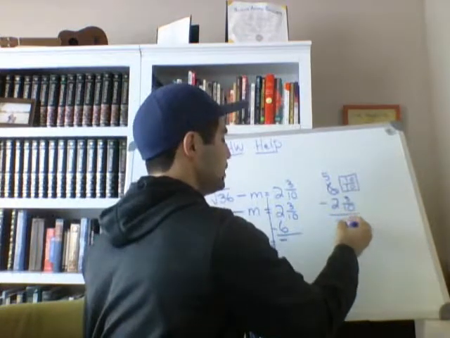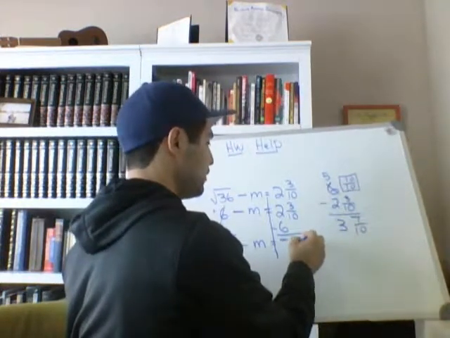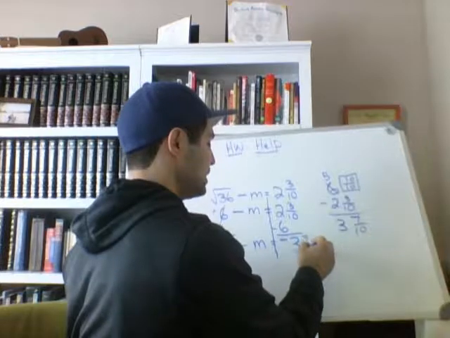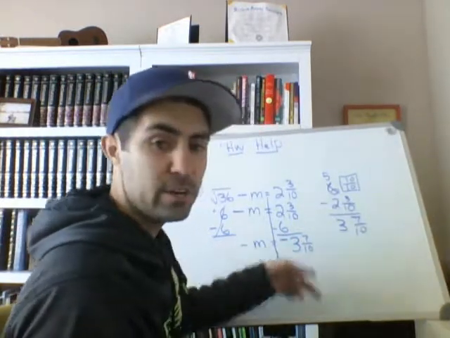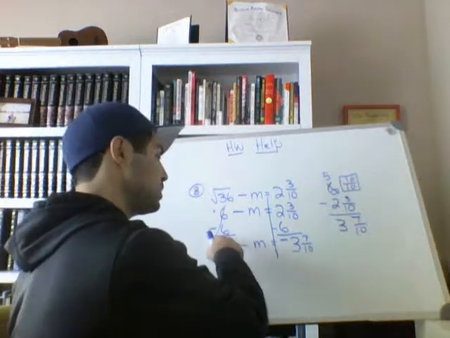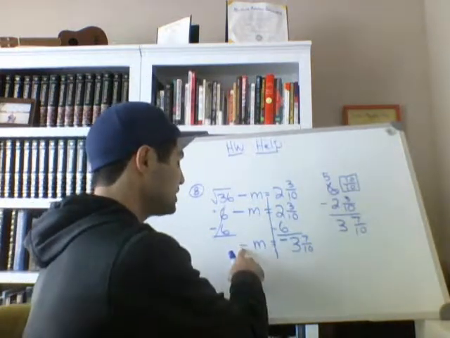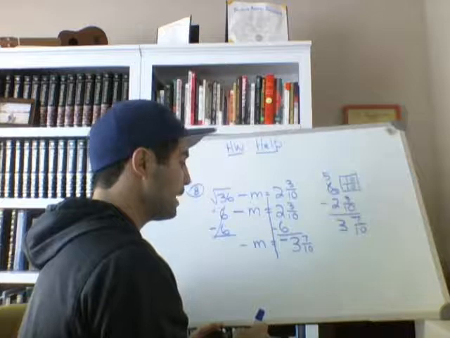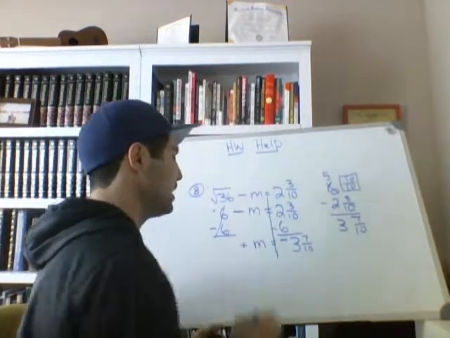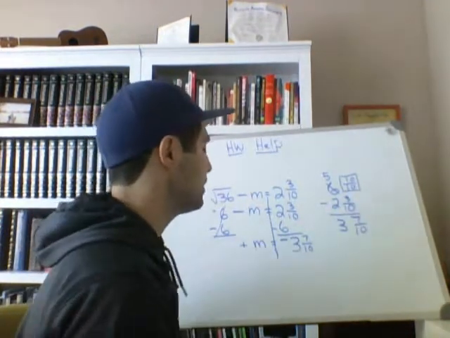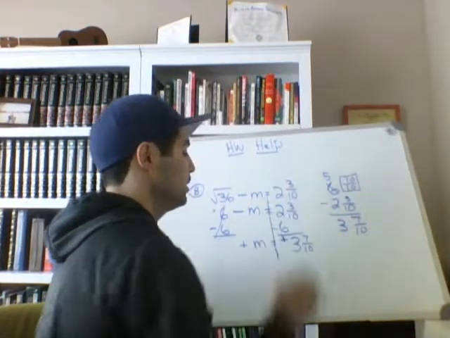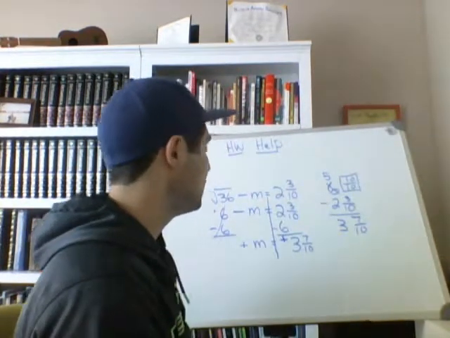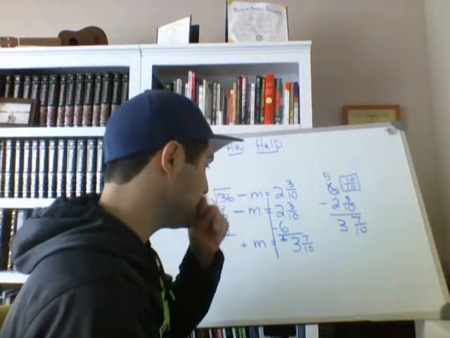5 minus 2 is 3. So your answer is going to be negative 3 7/10. Now, in algebra, whatever you do to one side, you got to do the other, just like we did up here. Subtract 6, subtract 6. So on this side, I am going to multiply it by a negative 1, which makes it positive m. If you multiply this side by negative 1, you got to multiply this side by negative 1. So m is going to be equal to a positive 3 7/10.